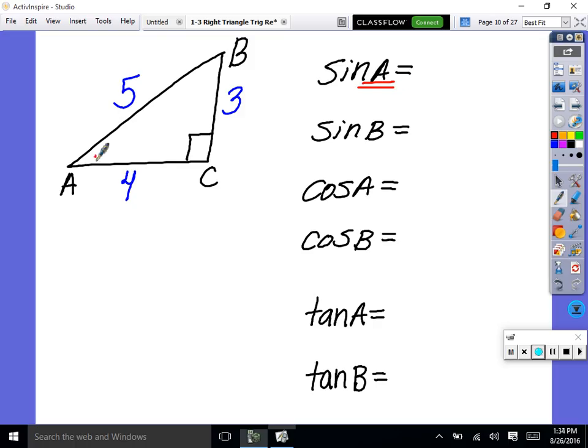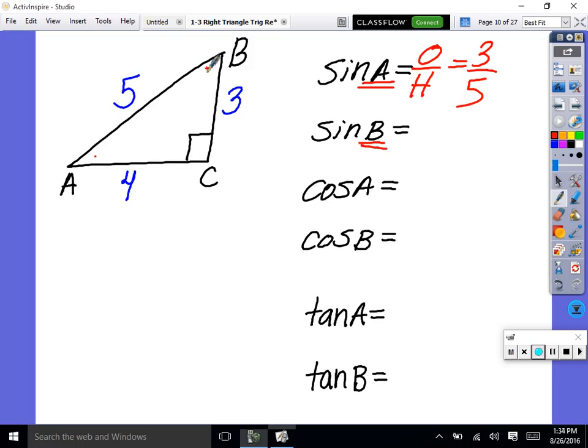Here's angle A. So sine is SOH: opposite over hypotenuse, which would be 3/5. You all understand that? Yes? Now it says find sine of B.